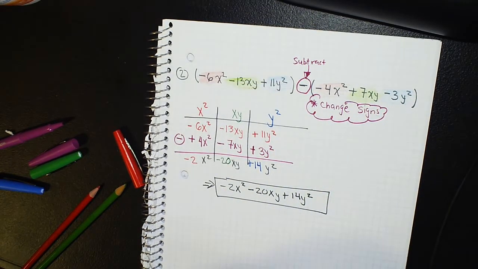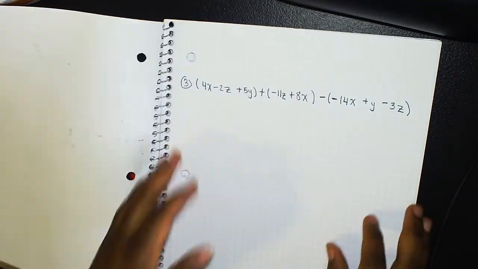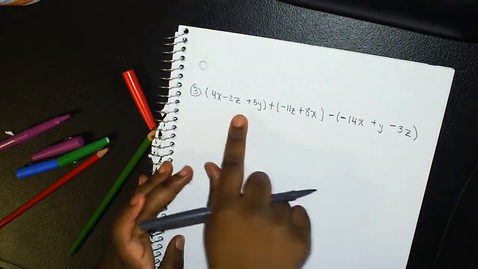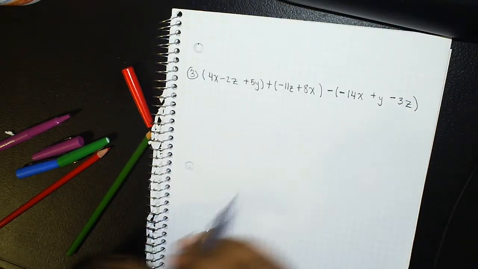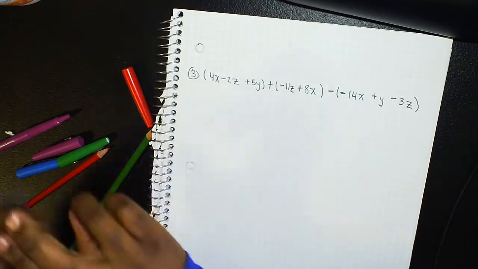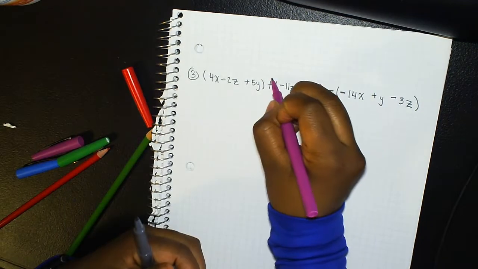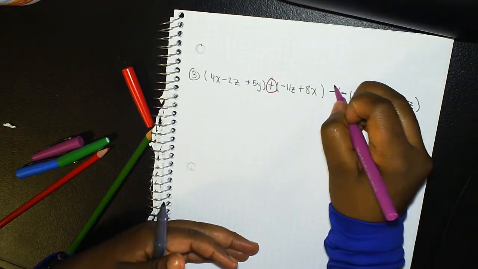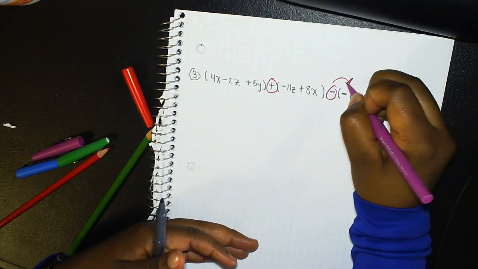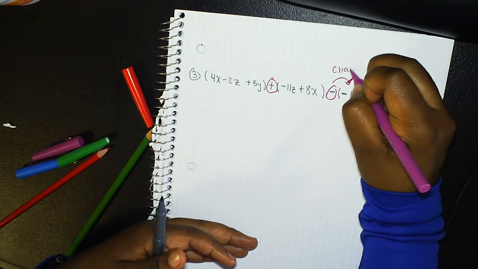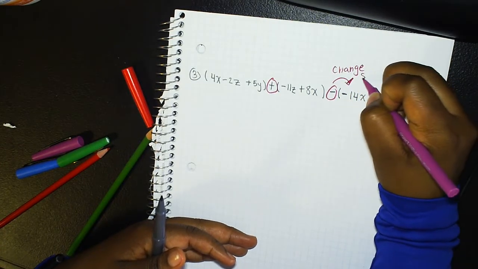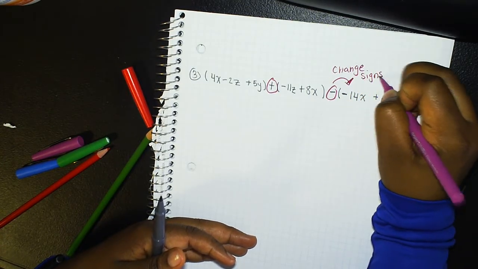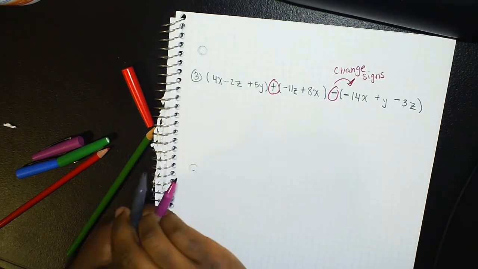All right, let's do one more. This one I have 3 different ones. Oh my goodness. So let's go through. I see a plus and I see a minus. That means all my signs will change. All right. So let's line them up.